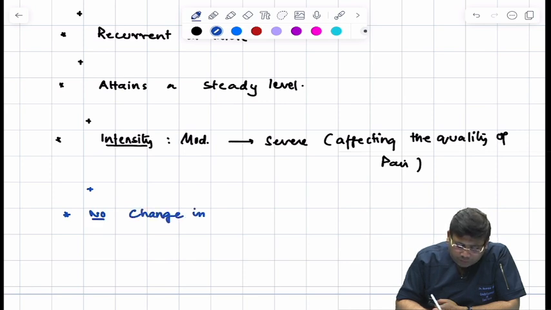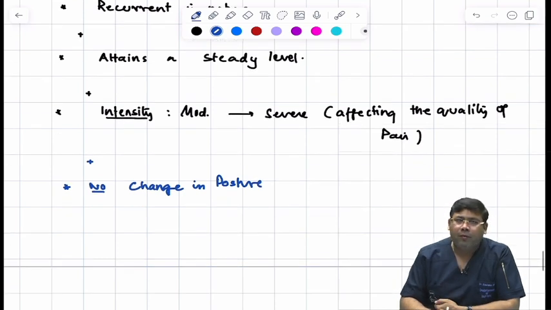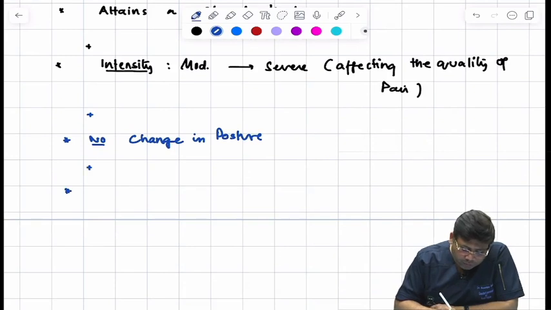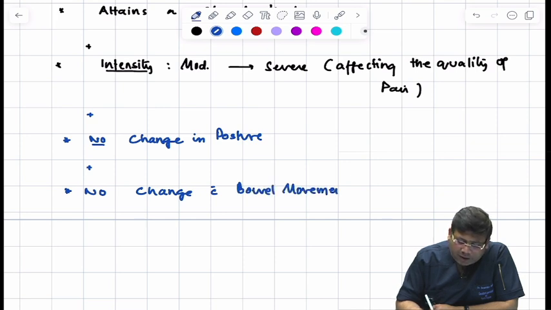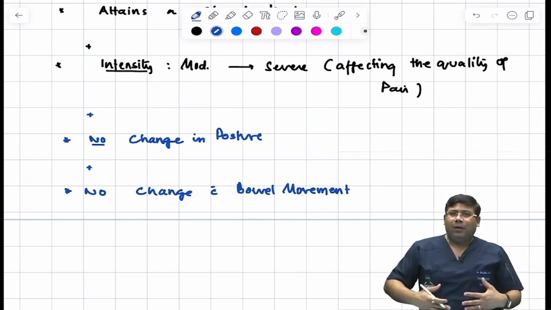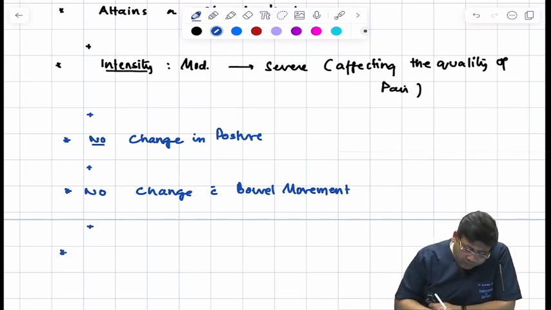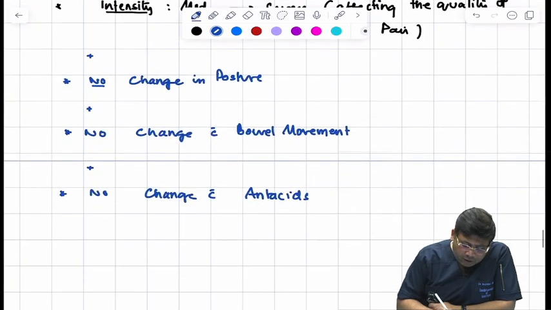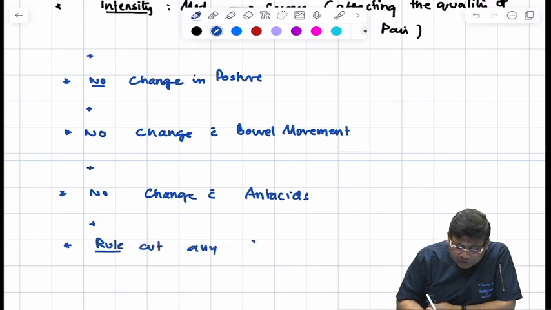This is important. The patient tries to sleep, the patient tries to walk. People say, just walk around a bit and the pain will reduce, but it makes no difference. No change with posture, no change with bowel movements. Many times people say that this distension is because of postprandial bowel distension. Along with that, no change with antacids. This is very important. You take antacids, there is no change, and along with that, rule out any structural defect.